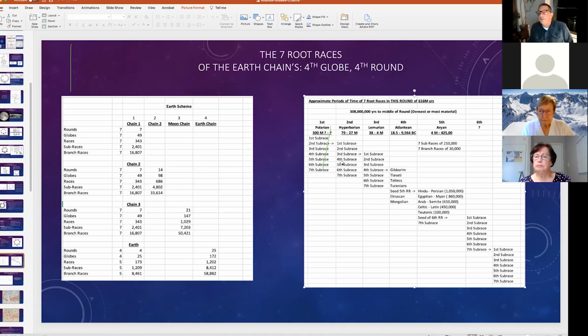We still have a Manu of the fourth root race here now. We don't have the Manu of the third root race. He's gone. But the Manu of the fourth root race is still present on Earth, or a Manu of the fourth root race, not the original. And he lives in China, apparently. And he presides over that fourth root race, which still has quite a while to go. And there are the consciousnesses on the planet for which that is suitable.